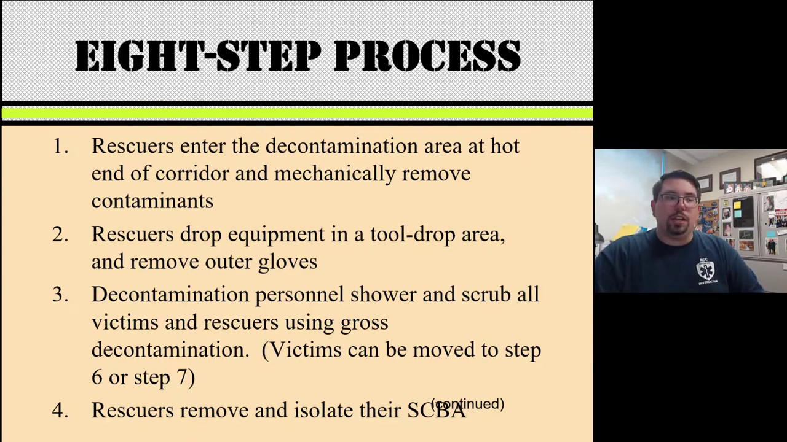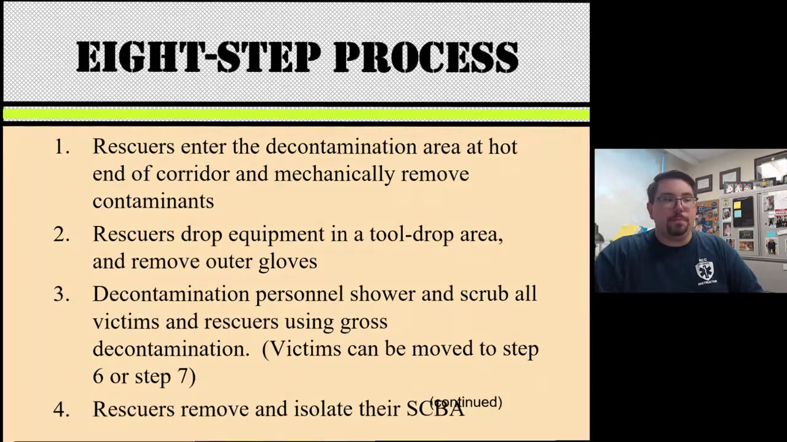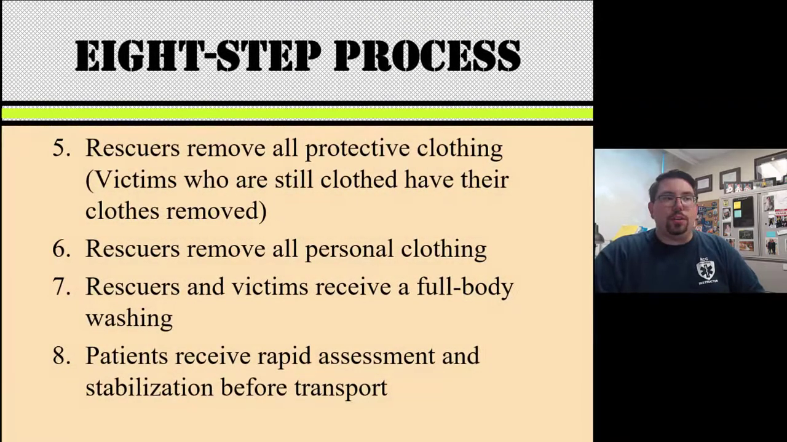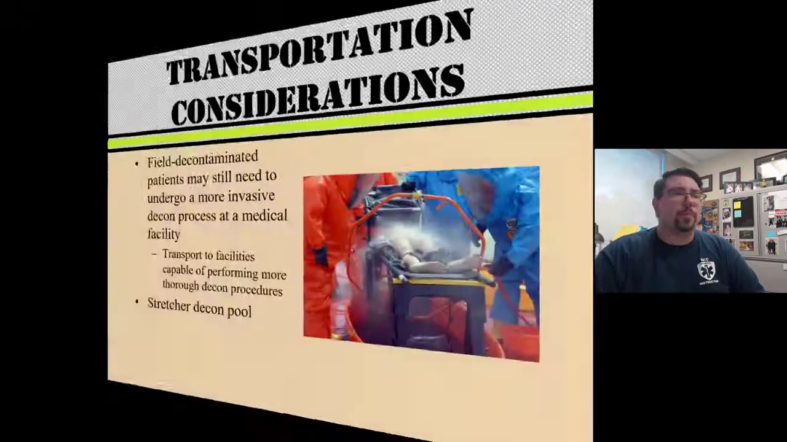Now the rescuers are going to need to remove and isolate their SCBAs. We know that they're going to need to remove all protective clothing, including the victims who are still clothed having their clothing removed. And then we go to step 6, which is rescuers remove all personal clothing. The rescuers and victim receive a full body washing, and then they receive rapid assessment and stabilization before transport. You can see that process is much longer. For patients, it's shorter. For us as rescuers or hazardous material personnel, it's going to be a much longer process to ensure your safety.